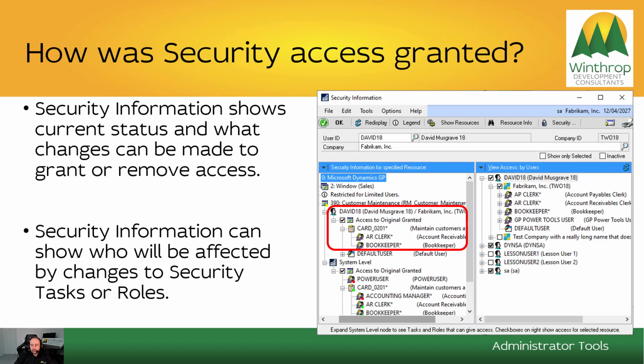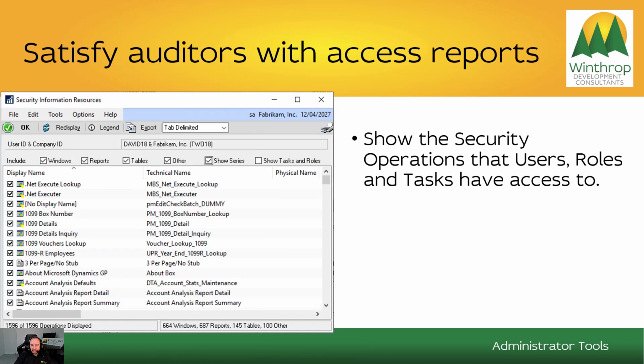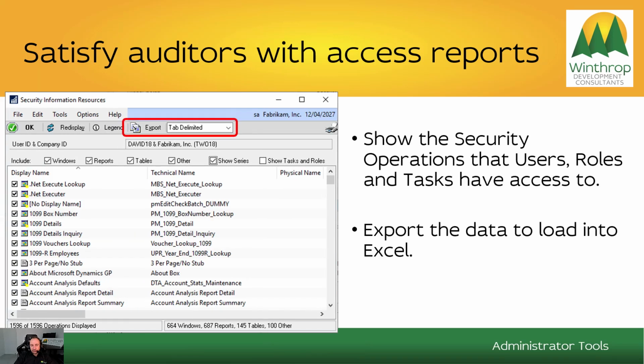You can also use this to show who will be affected if you make changes to a particular task or role. Now, auditors are often asking exactly what people have access to, so the Security Information Resources window can allow you to display exactly what resources are contained within a task, within a role, or granted to a particular user and company. And you can also include the tasks and roles in that list so you can show how they got access.